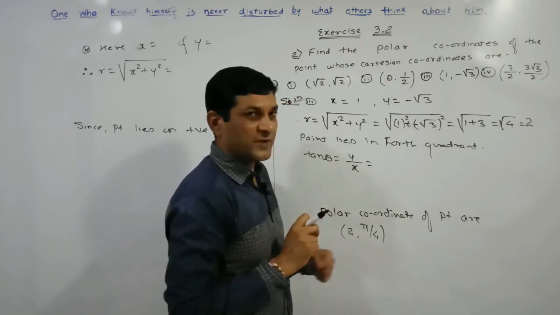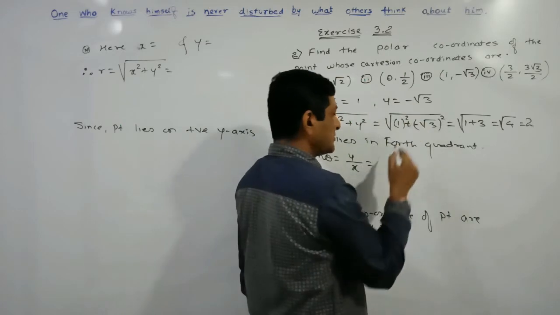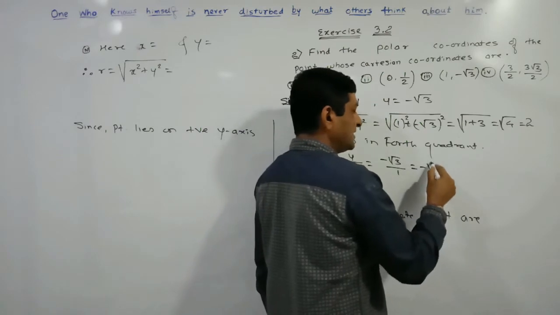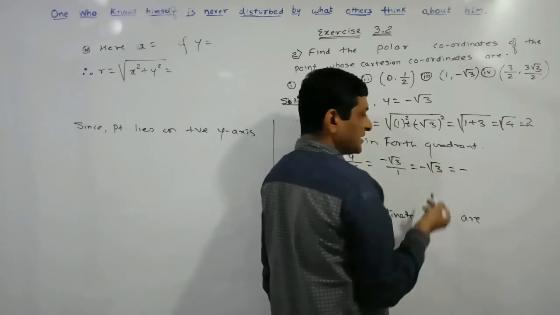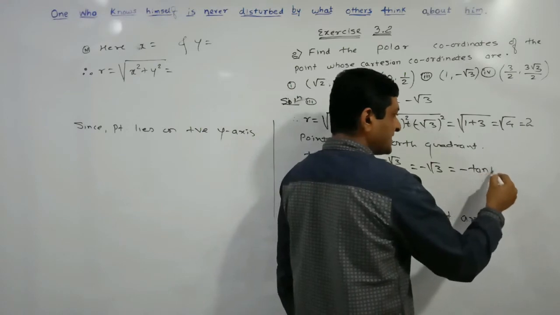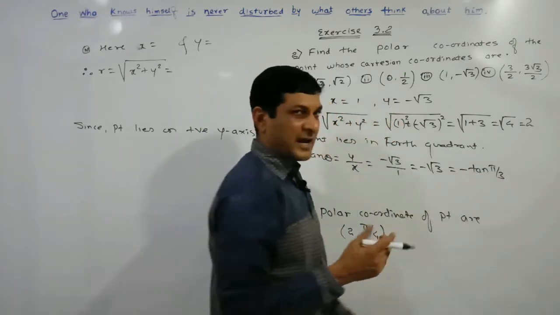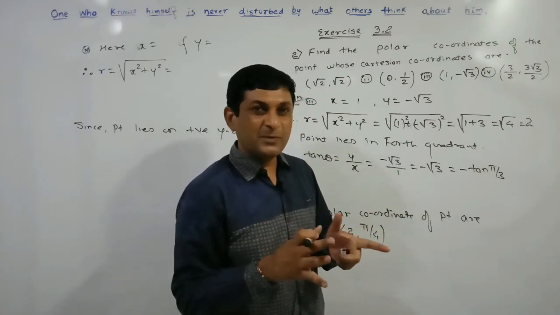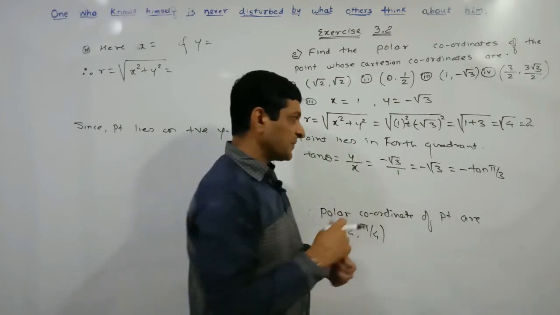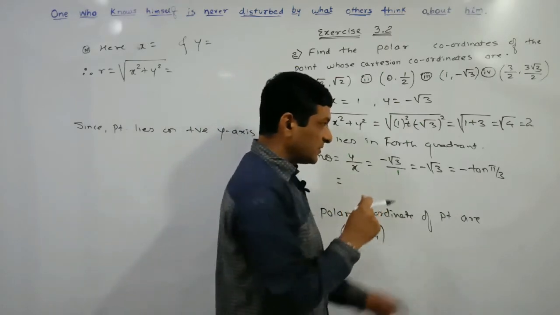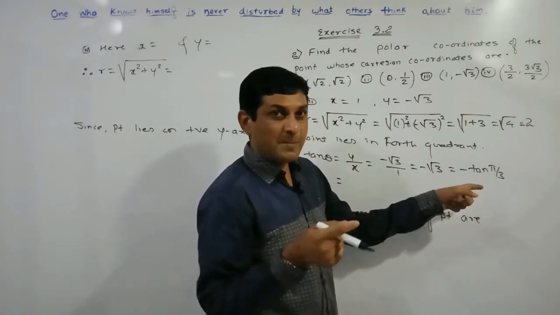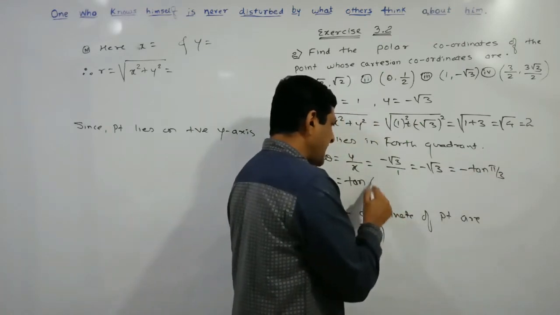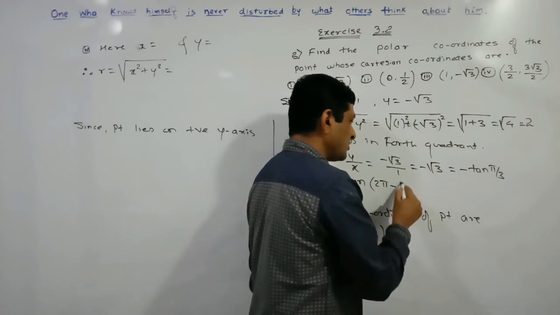So this is the formula to find the value of theta. Replace y by its value minus root 3 and x by its value 1. So which is equal to minus root 3. But root 3 is nothing but the value of tan 60, which means pi by 3. Now we are trying to convert this theta in such a way that it lies in between 270 and 360. We know that fourth quadrant means 2 pi minus theta. So this minus tan theta can be written as tan 2 pi minus theta. Theta is how much? Pi by 3.